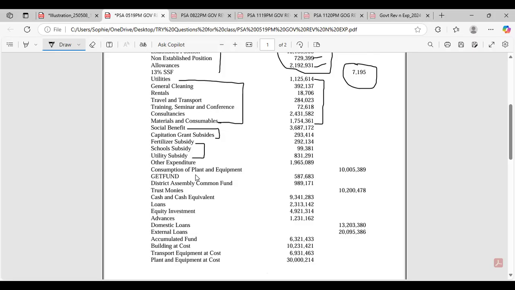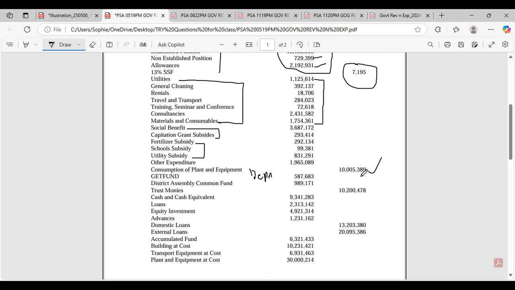Okay. Then look at this. Other expenditure will also be a separate item. And then look at here. Consumption of plant and equipment. Look at the position. It is at the credit side. You are all doing FR. If it is at the credit side, what does it mean? This is basically depreciation. But look at the position of the figure. The position of the figure is telling us this is what?